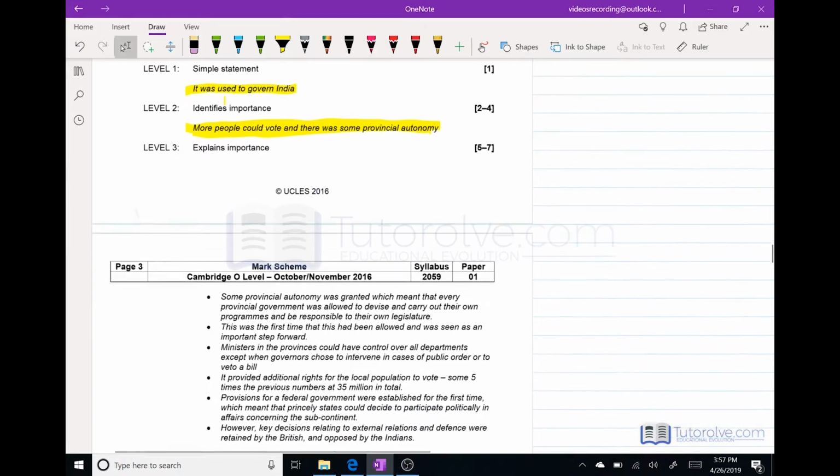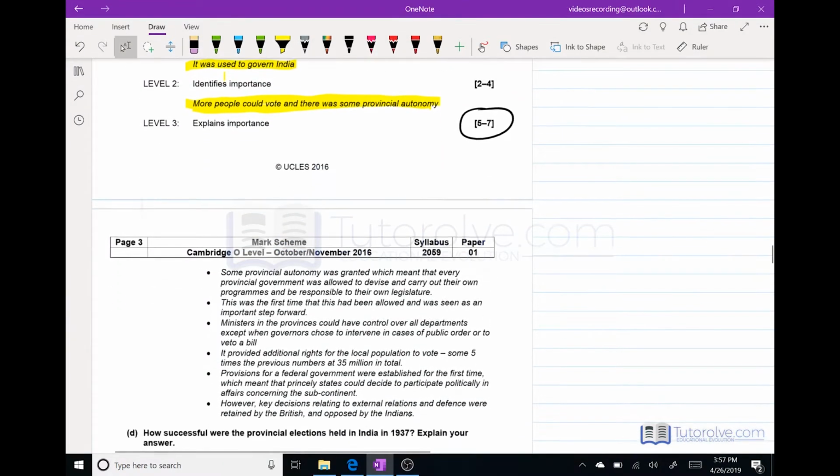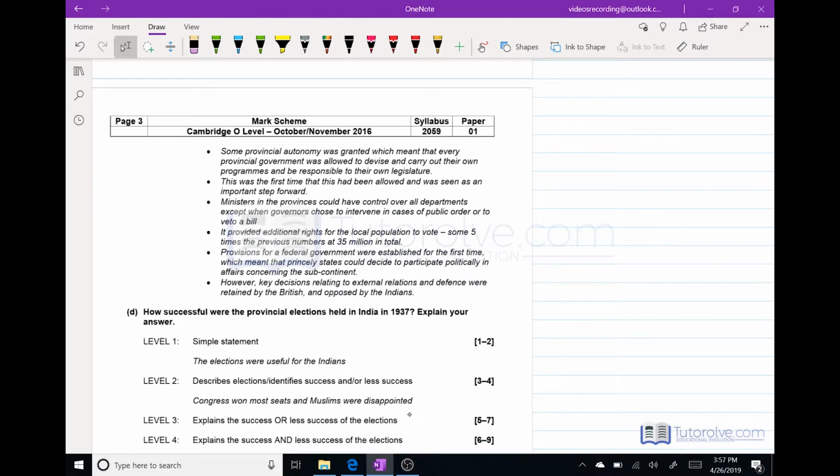Indian subcontinent. Now, to get the maximum number of marks, which is out of 5 to 7, these are some of the points that should be considered while writing the answer. Some provincial autonomy was granted, which meant that every provincial government was allowed to devise and carry out their own programs and be responsible for their own legislature. This was the first time that this had been allowed, an important step forward. Ministers in the provinces could have control of all departments and they could veto a bill.